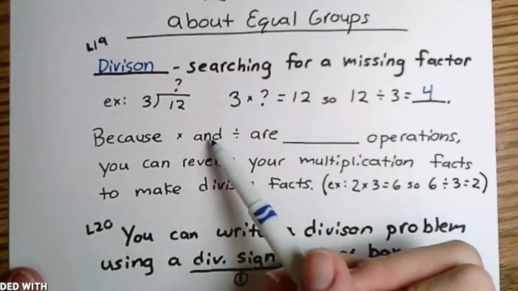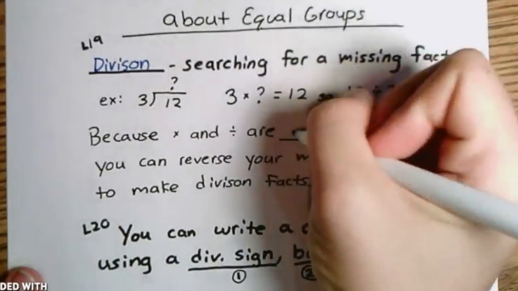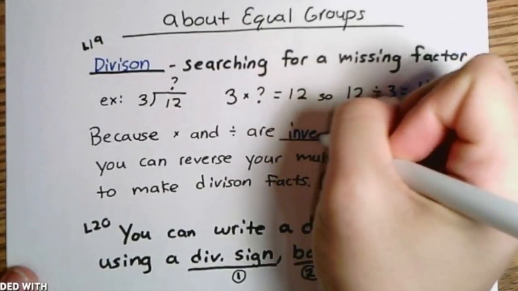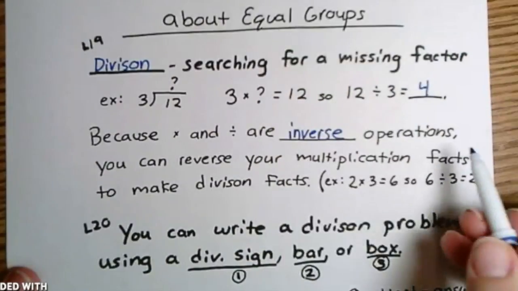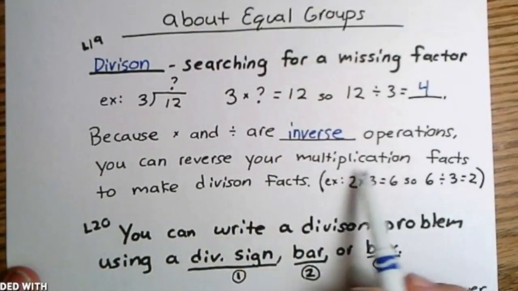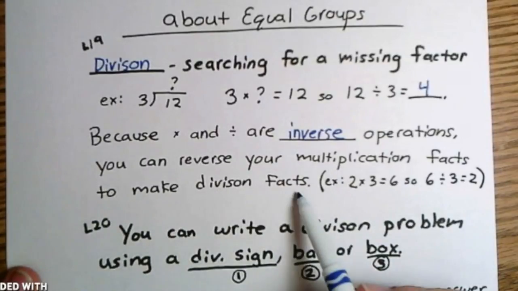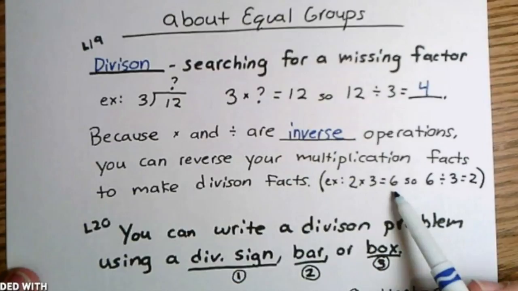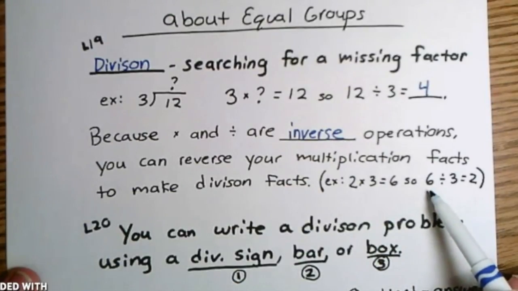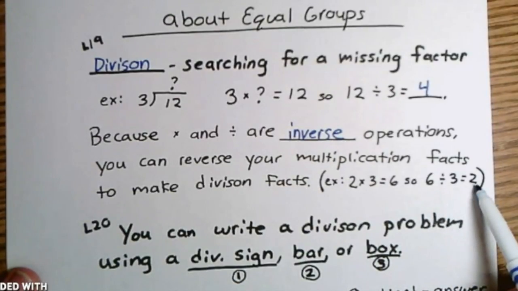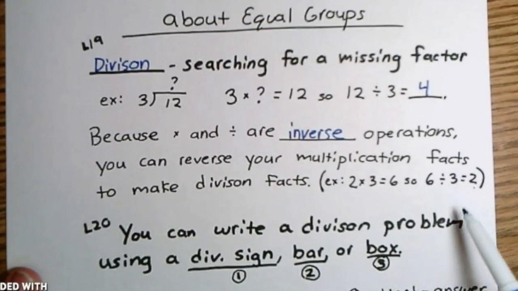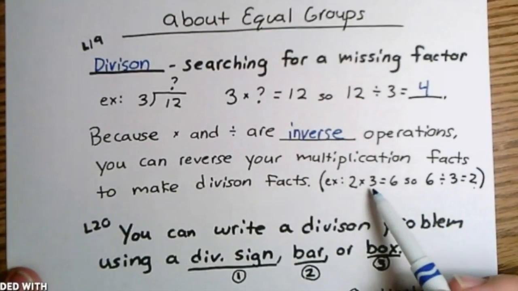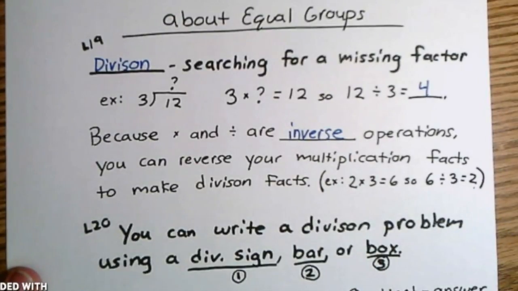Because multiplication and division are inverse operations, you can reverse your multiplication facts to make division facts. What a neat trick. So 2 times 3 equals 6. Therefore, 6 divided by 3 equals 2, and 6 divided by 2 equals 3, just like you can say 3 times 2 equals 6.